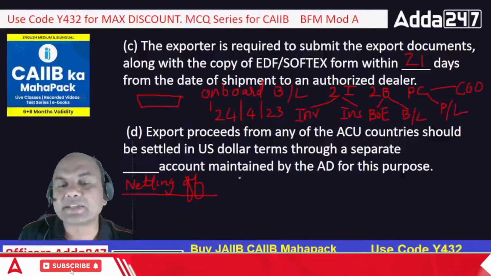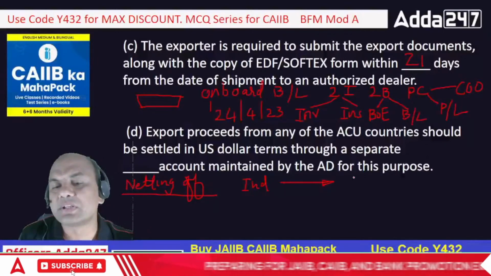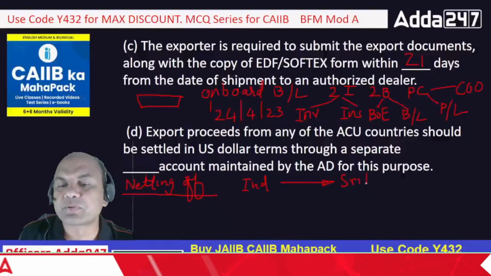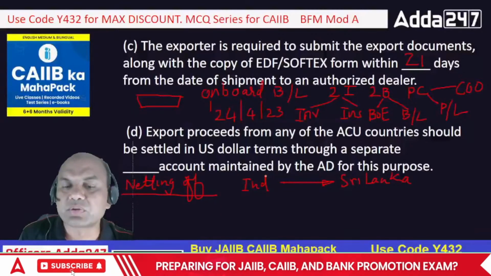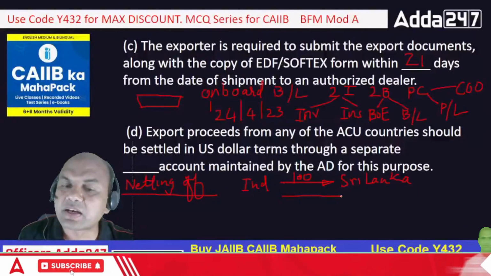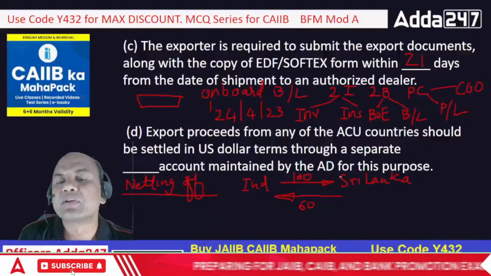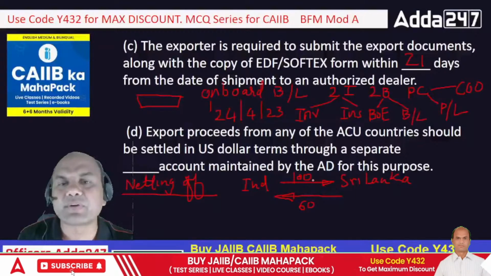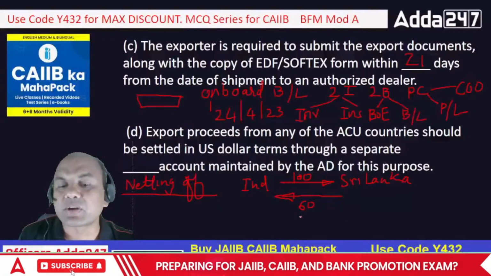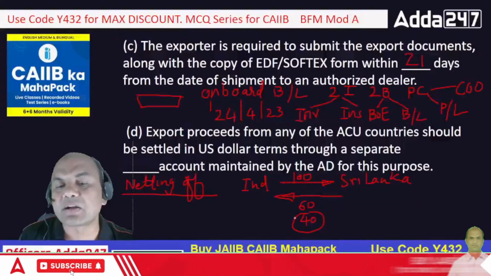Suppose, let's say, I send some goods from India to, let's say, Sri Lanka. Let's say the goods are worth $100. Now Sri Lanka also in return sends some goods to me. Let's say they are $60. This is done within one specific day. So what is the net of this? I send 100, they send 60. So net is 40. $40 is to be paid by Sri Lanka to me.